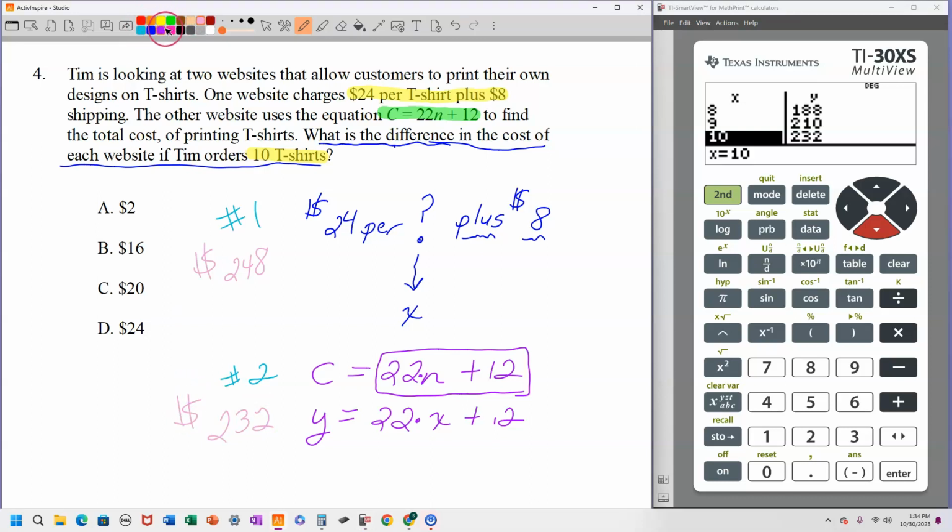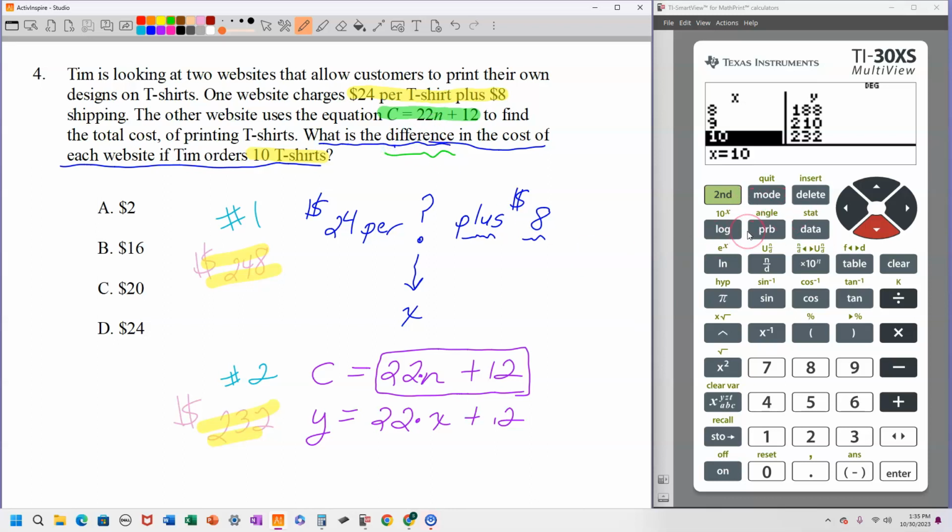Here are the two big numbers right here. This one and this one. It says, what is the difference in cost? So I need to find the difference between 10 shirts is $248 for website 1. And then for this one, 10 t-shirts are $232. So I'll just go 248 minus 232 because difference means subtract, right? Difference implies subtraction right here.